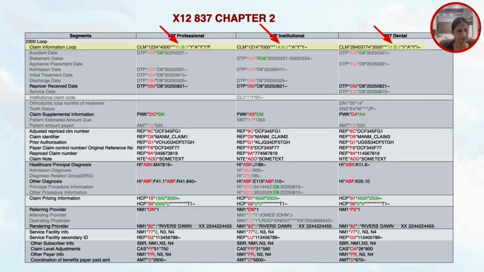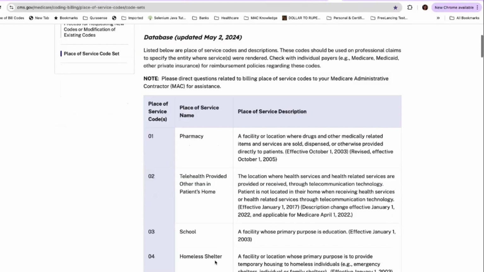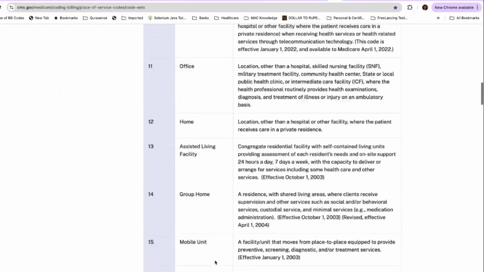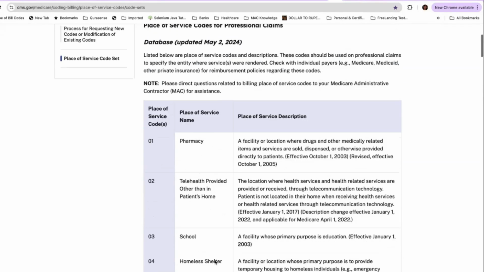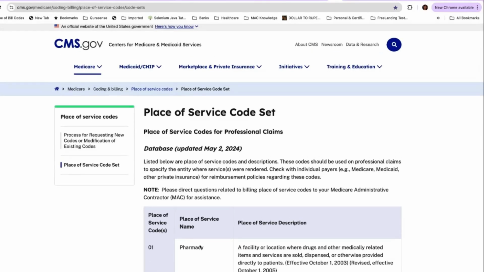CLM05 has multiple elements which are important ones. The first element here in CLM05 carries the code for the place of service. Here on my screen, you see all the possible codes for the place of service. This is from the cms.gov website that you are seeing at the moment.